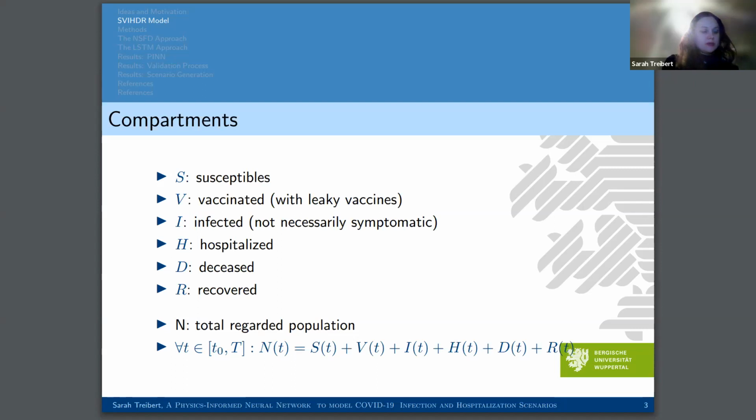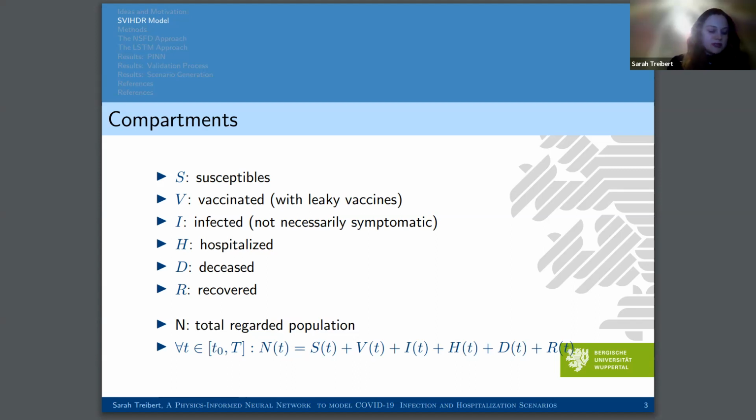The infected people have already contracted the infection and can infect others. In our model here, they can be symptomatic, pre-symptomatic, or even asymptomatic. We used data, the official infection numbers published by the Robert Koch Institute, and we also tried to include a dark figure using some kind of factor.